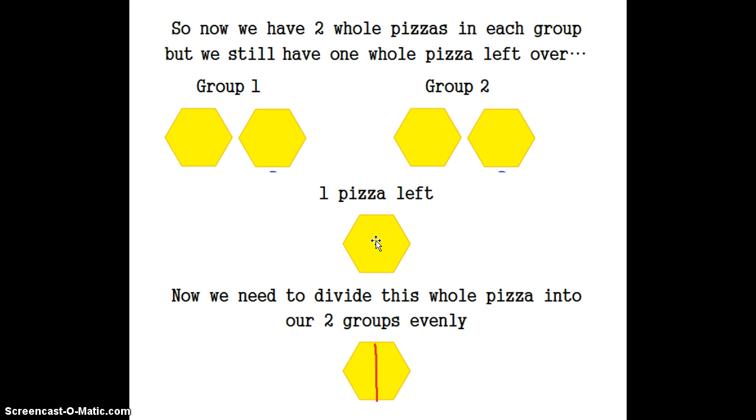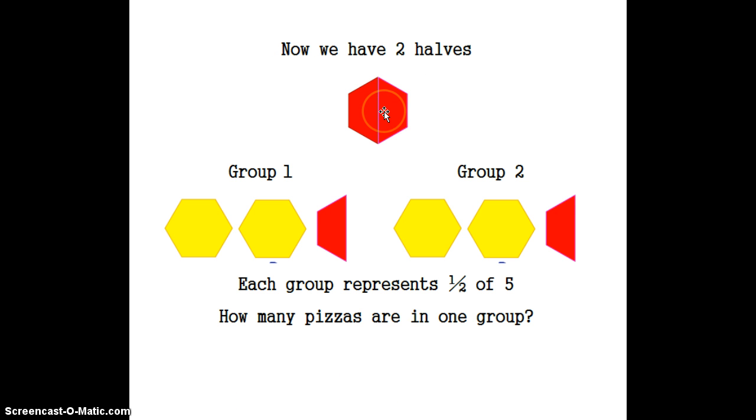So what do we need to do with the pizza that's left? We need to divide this whole pizza into the 2 groups equally or evenly. So we need to divide this pizza in half. Now we have 2 halves, 1, 2, of our whole. So now we can divide the whole into the 2 groups. So 1 half is going to go in group 1, the other half will go in group 2. So now each group, group 1 and group 2, represents 1 half of 5 pizzas.